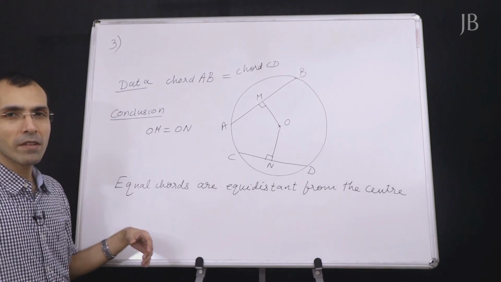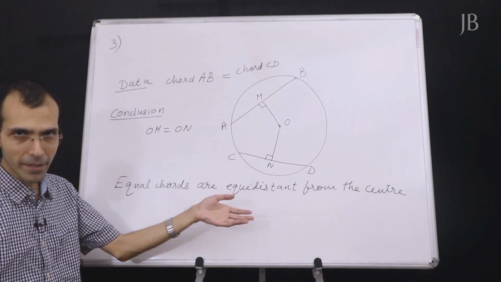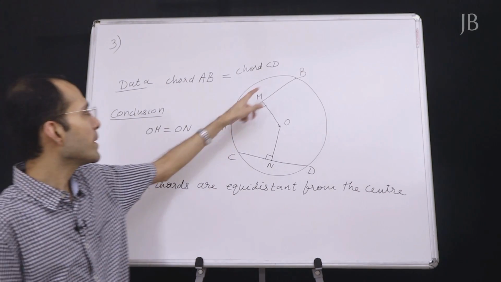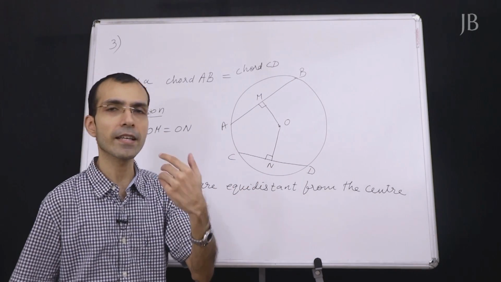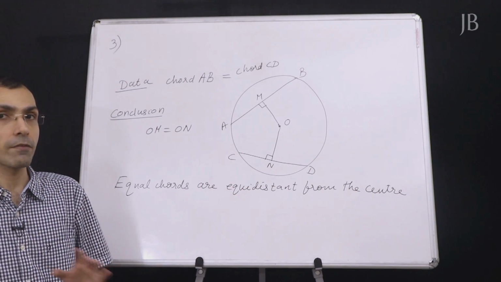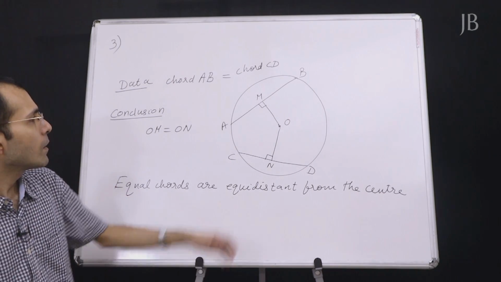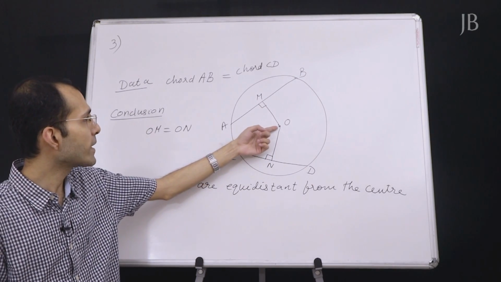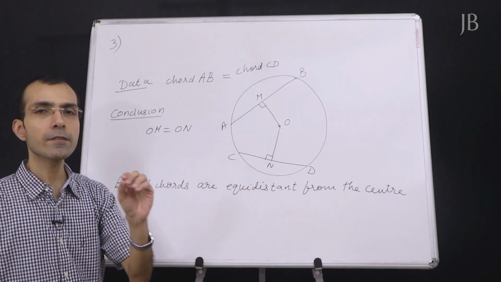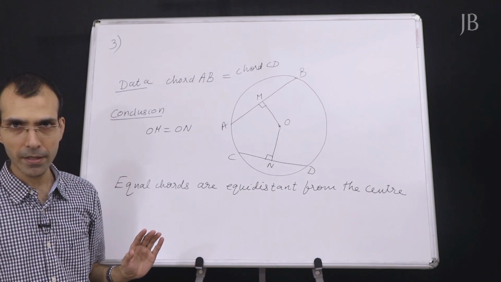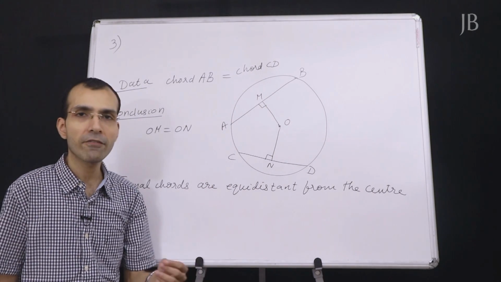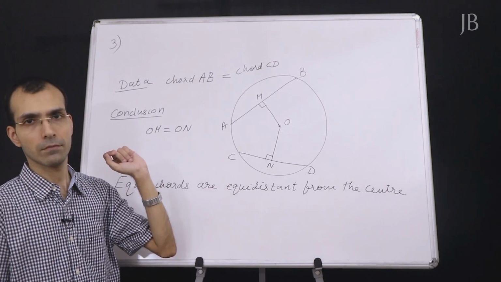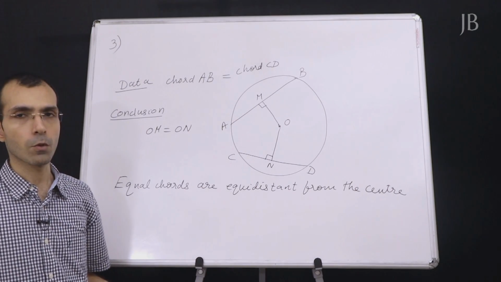Now based on this, we will cover a quick numerical here only, not specially. Suppose a question is framed: chord AB and chord CD are equal, but what their measurement is we don't know, but they are equal. O is given to be the center of the circle, and we are told that OM is 2.5 centimeter. Find ON.